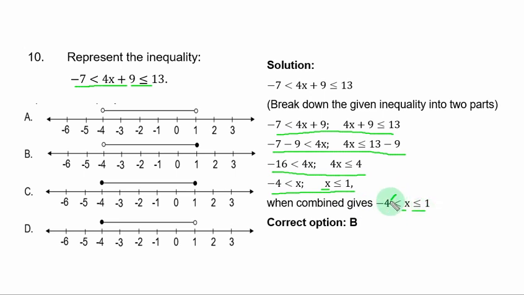This symbol, we use open dots, and this symbol you use tick dots. So we have minus 4 less than s less than or equal to 1. By that, option B is correct. This open dot is for the first sign, then the tick dot is for the second sign. One is strict and one is weak.